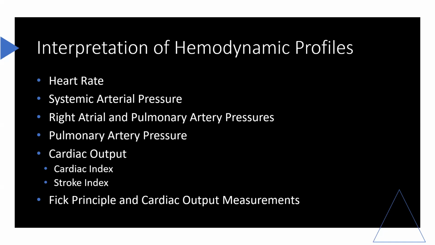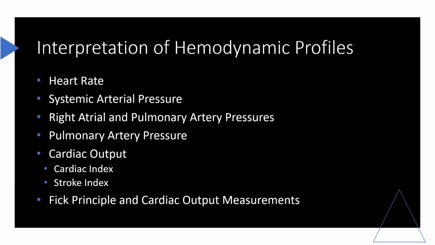Pulse pressure, which is the difference between the systolic and diastolic pressures, is influenced primarily by the stroke volume and the arterial compliance. A wide pulse pressure is associated with an increased stroke volume and a decreased arterial compliance. A narrow pulse pressure is associated with a decreased stroke volume and an increased arterial compliance.